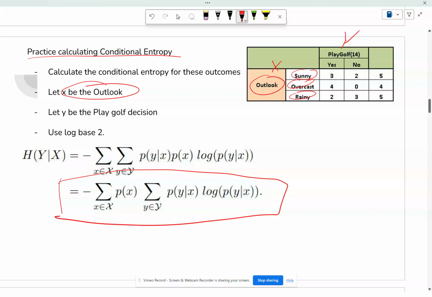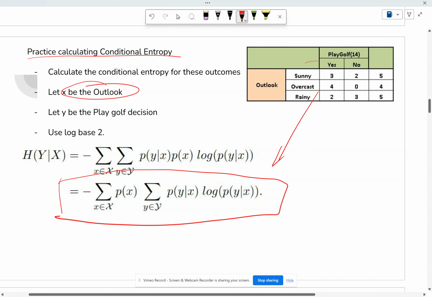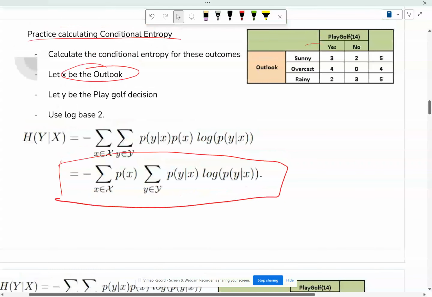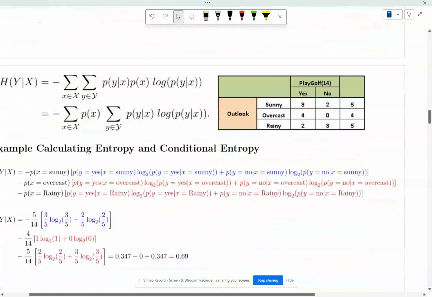So you can then make a conditional distribution out of this and plug them in here. So take a second, pause the video and see if you can do this. Okay? So we're going to pause the video because we're going to move on.